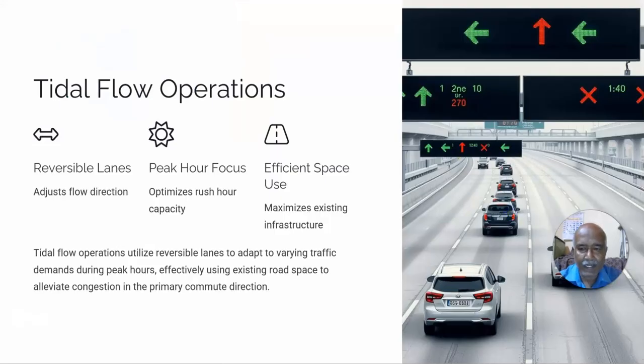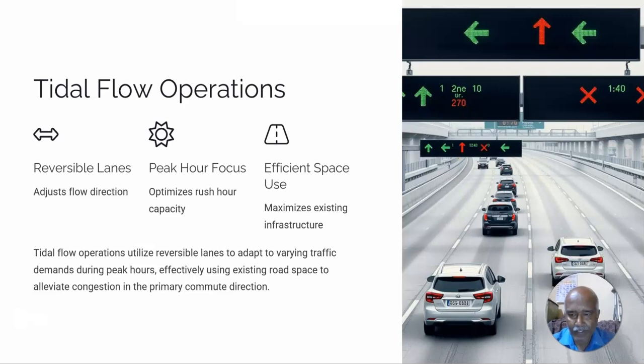And we say tidal flow itself. Instead of having a one-way process, we will be having tidal flow. There will be reversible lanes, so that we give an adjustable flow direction. In some peak hours we are able to optimize the rush hour capacity. Efficient space use must be there, so that we maximize the existing infrastructure. We must use the space itself.